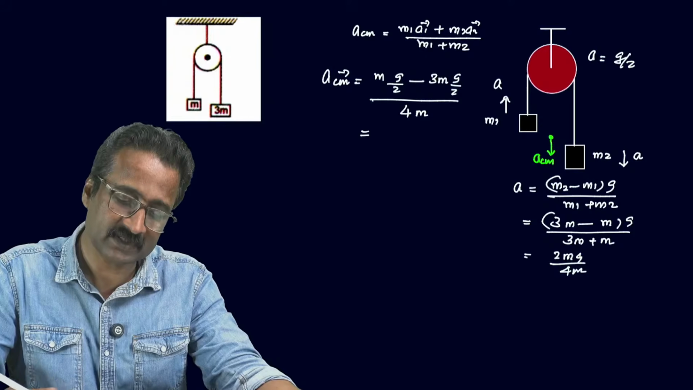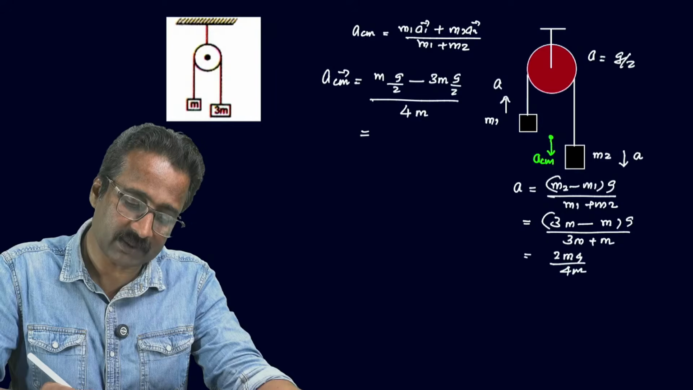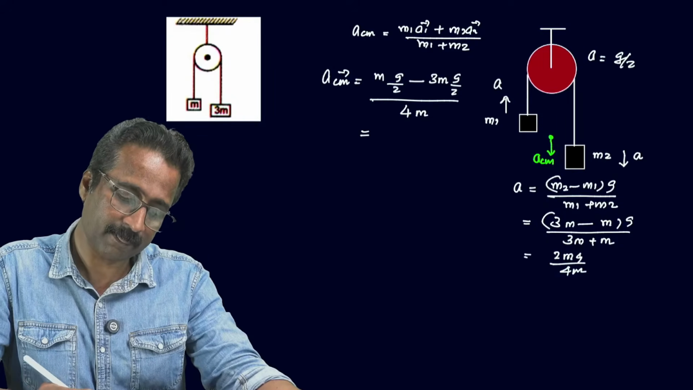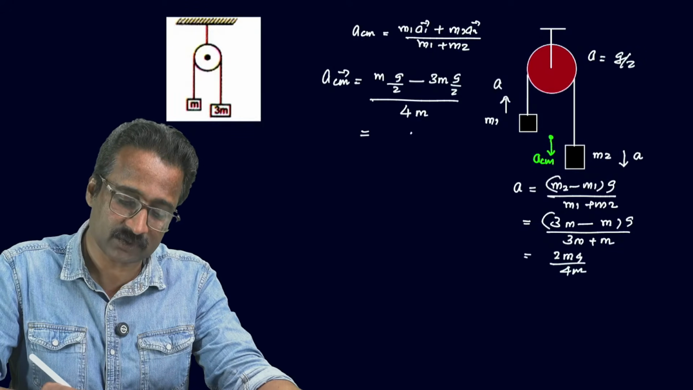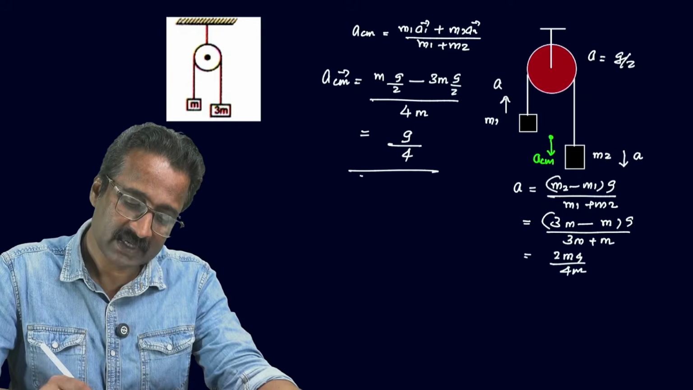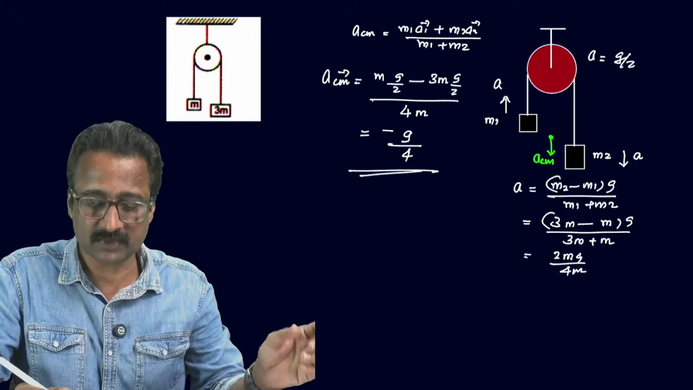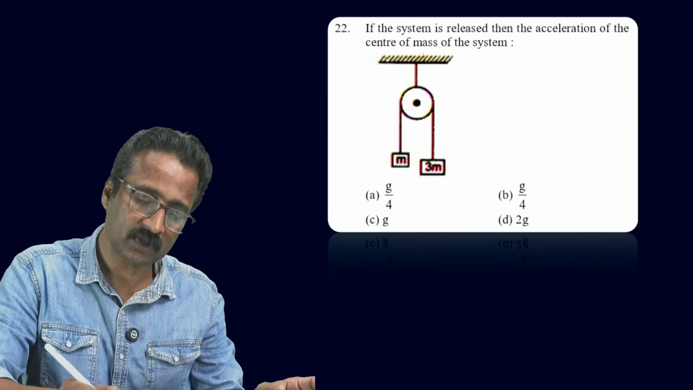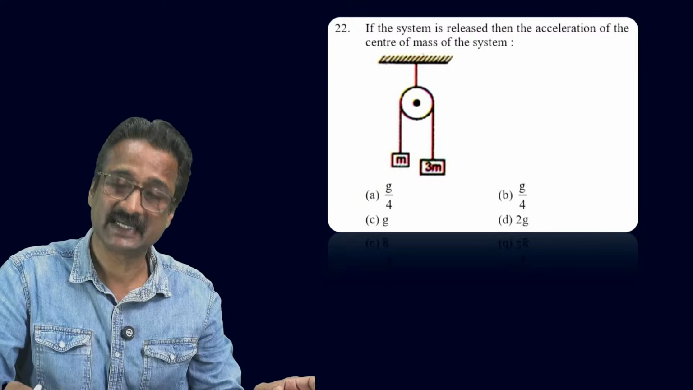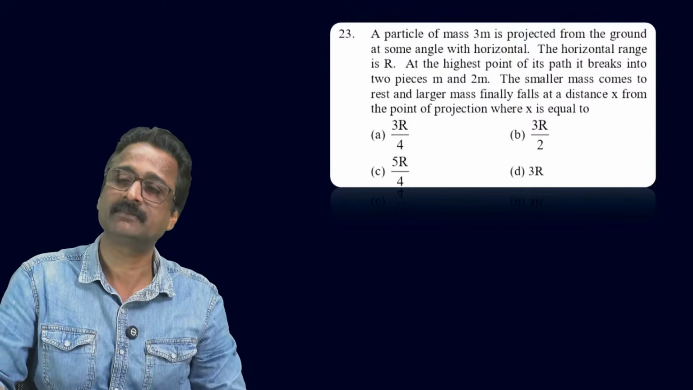Okay, simplify this. So this is going to be 3mg by 2 minus mg by 2, which is equal to mg. So g divided by 4. Minus actually. Minus of g by 4 indicates that the center of mass is going down. But the magnitude is what they are asking. You can go with g by 4. So your option is g by 4. It is A. 22. Moving on to 23.